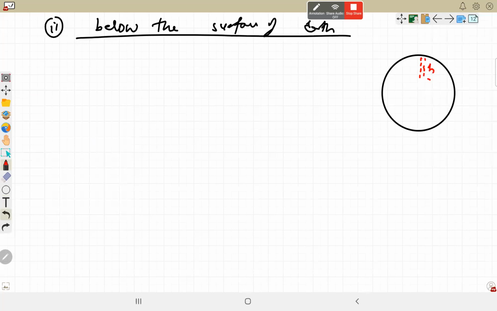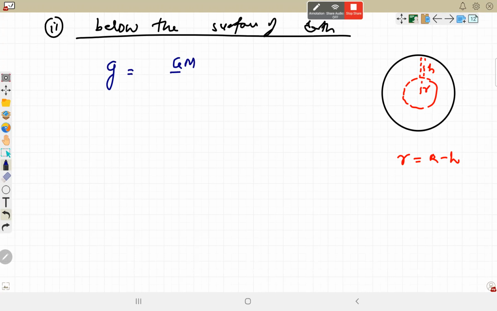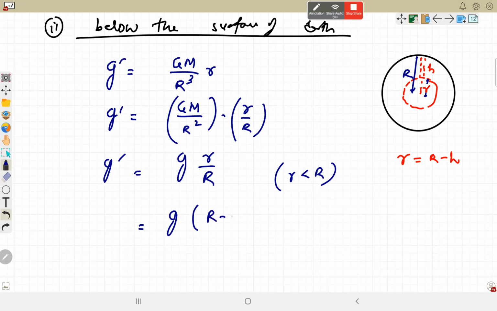So as we go h distance below the surface, now at a distance of r from the center, r is equal to capital R minus h. And as we saw, gravity is the same as intensity. The intensity formula is GM by R cube times r, magnitude wise, and direction wise it is toward the center. So this becomes GM by R square into r by capital R, which is g dash. Acceleration due to gravity at a distance r from the center, when r is less than capital R. Now small r we can write as capital R minus h, and then it becomes g into 1 minus h by R, that is g dash.